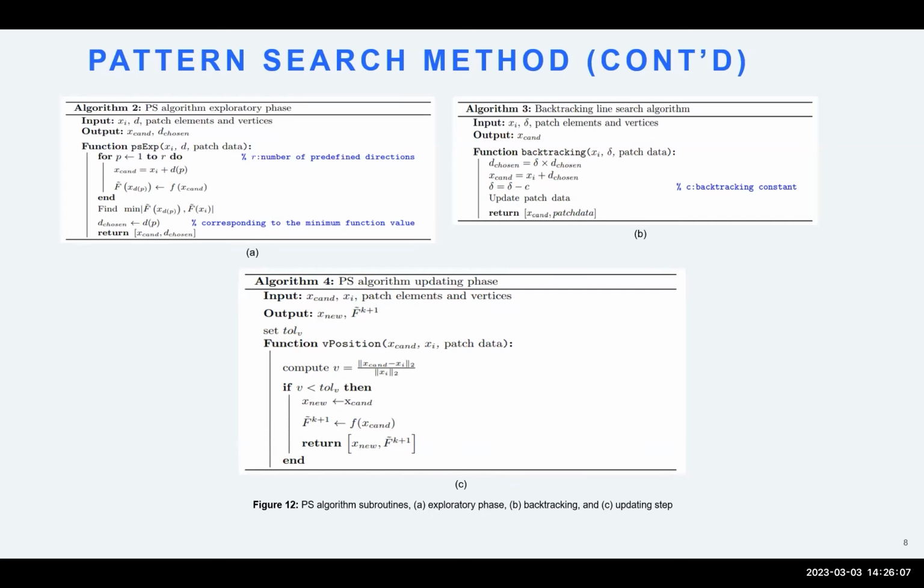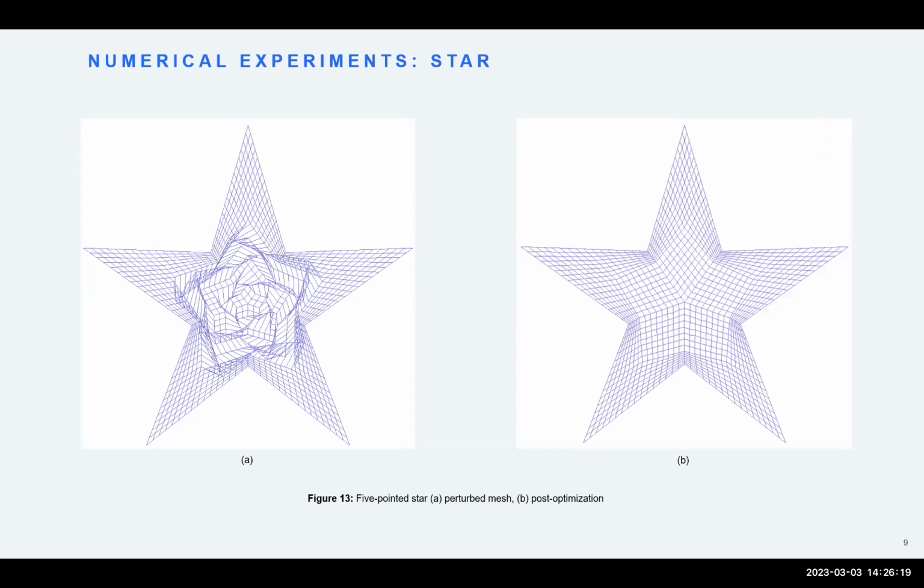And algorithm 4 shows the updating step, which says none of those problems happen. This new location gives us perfect minimum value for the objective function. So we accept that and we move on to the next phase.